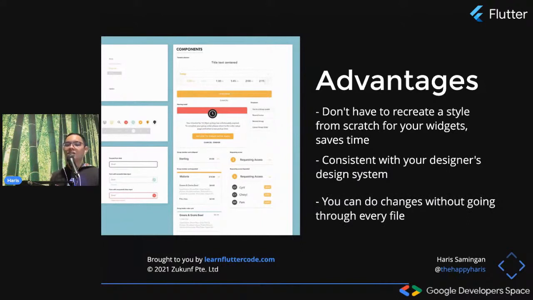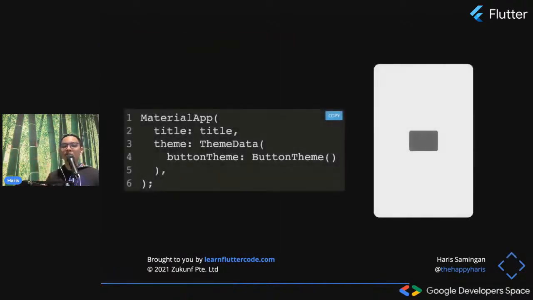You also can make changes without going through every file, right? That was the problem initially when people wanted to change the style of a button. They couldn't do it through the theme for some reason. So that's why theming actually helps with the new material buttons.